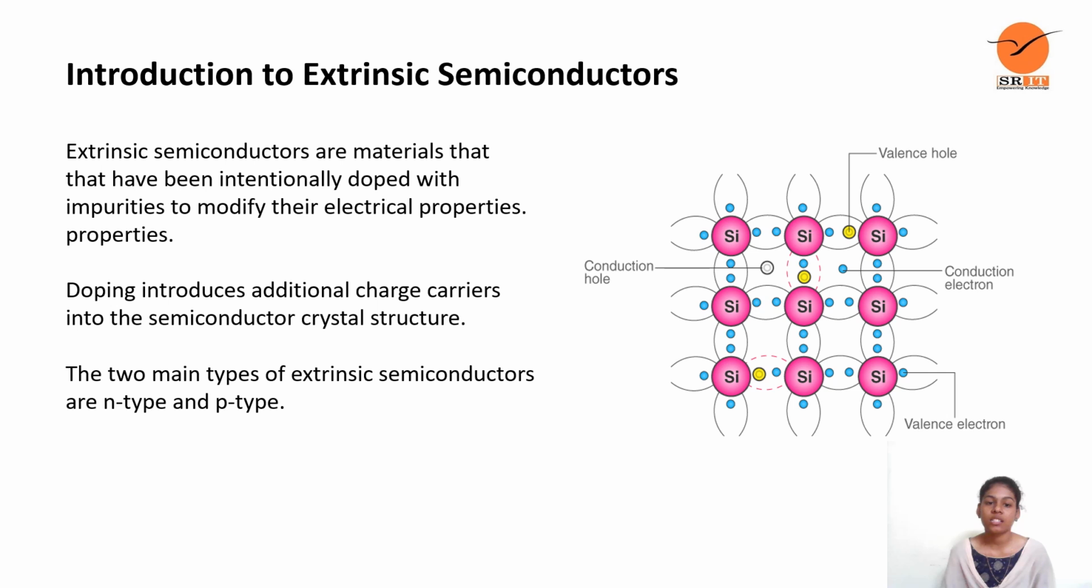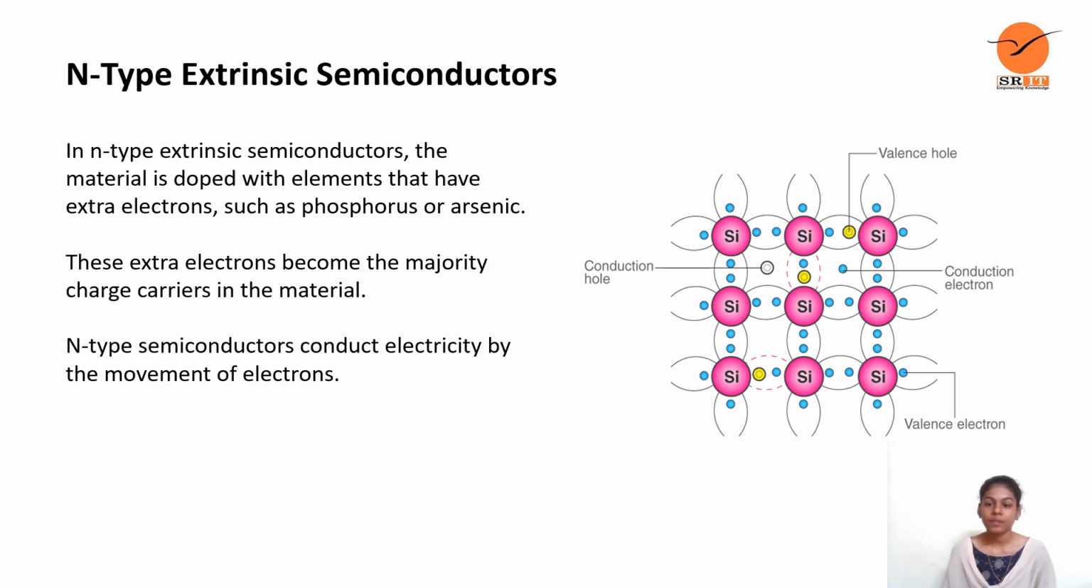Extrinsic semiconductors are materials that have been deliberately doped with impurities to modify their electrical properties. Doping introduces additional charge carriers into the semiconductor crystal structure. The two main types of extrinsic semiconductors are n-type and p-type. I already told about that.